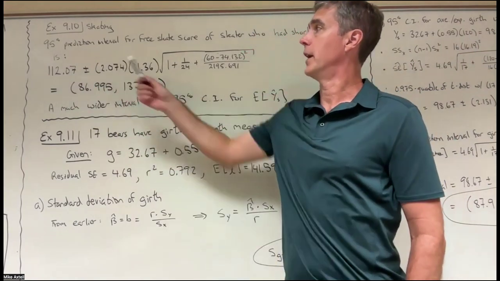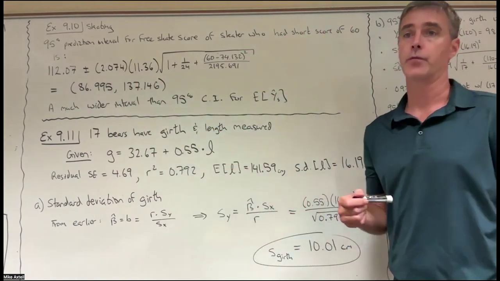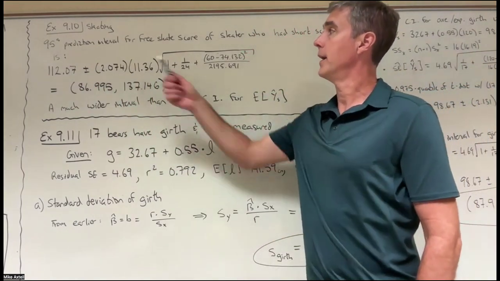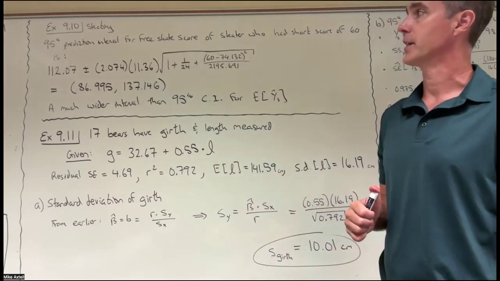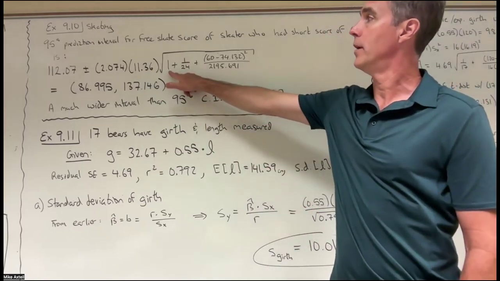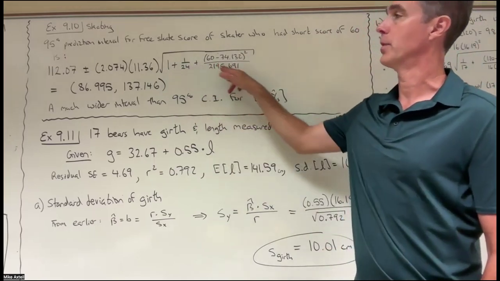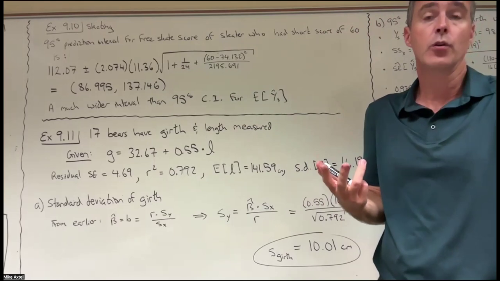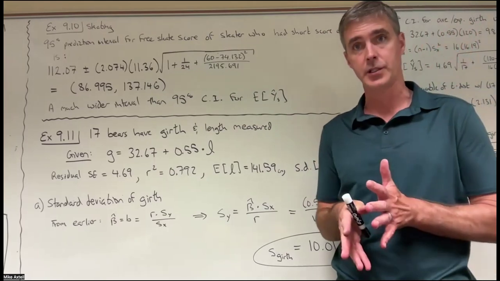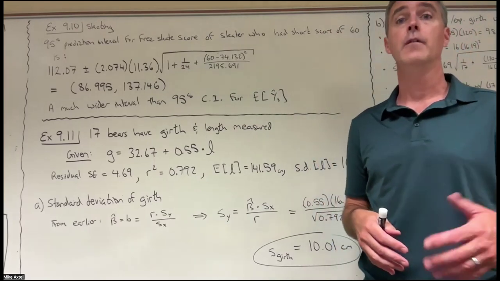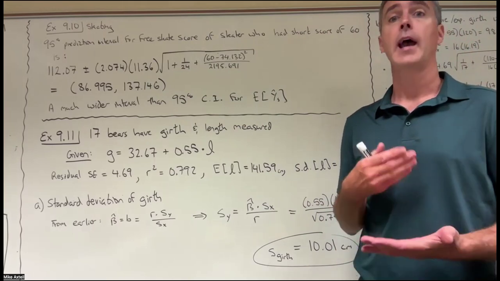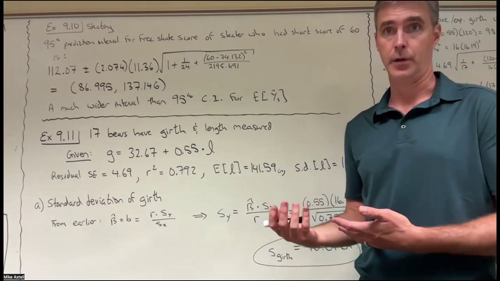There's my quantile from the t-distribution with 22 degrees of freedom. There's my S value of 11.36. And then I simply have a 1 plus 1 over n plus this quantity versus just the 1 over n plus this quantity, okay? So that's the only real difference, in the computations at least, between the confidence interval for the expected value of the output and a prediction interval for the actual output, all right?